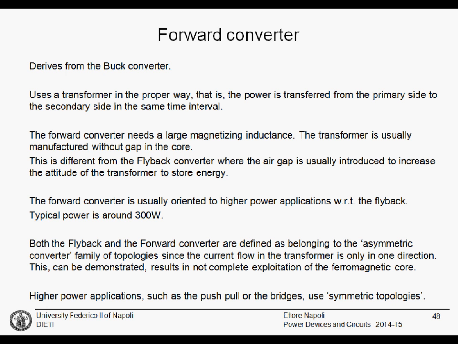The practical difference is that the core of the flyback converter's transformer usually has an air gap that allows reducing the magnetizing inductance and allows storing more energy in the transformer. In the forward converter, on the other hand, there is no gap. We have just a magnetic core with the largest possible magnetizing inductance.